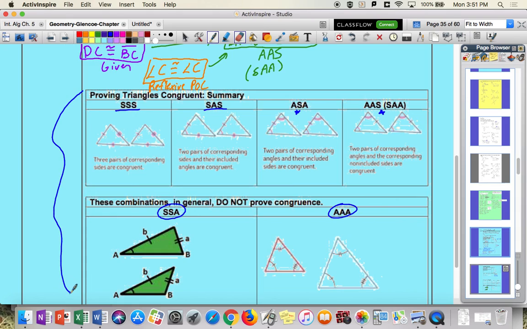This would be great note card material for you guys at the end of the unit here, your 4 congruent shortcuts and your 2 that are not congruent.